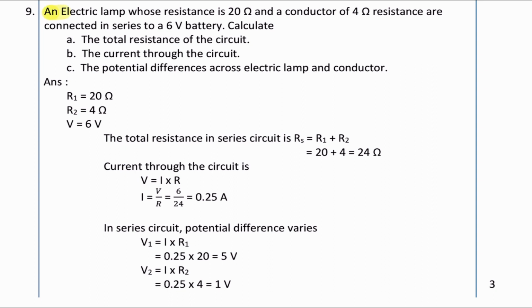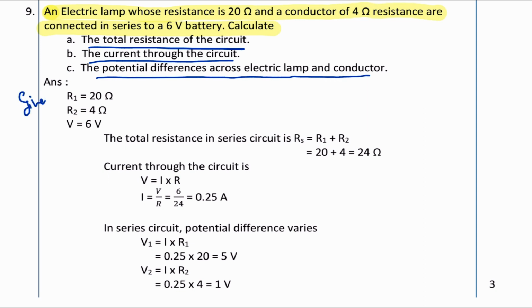Next question. An electric lamp whose resistance is 20 ohm and a conductor of 4 ohm resistance are connected in series to a 6 volt battery. Calculate the total resistance of the circuit, the current through the circuit, and the potential difference across the electric lamp and conductor. The given is R1 is 20 ohm, R2 is 4 ohm, V is 6 volt.